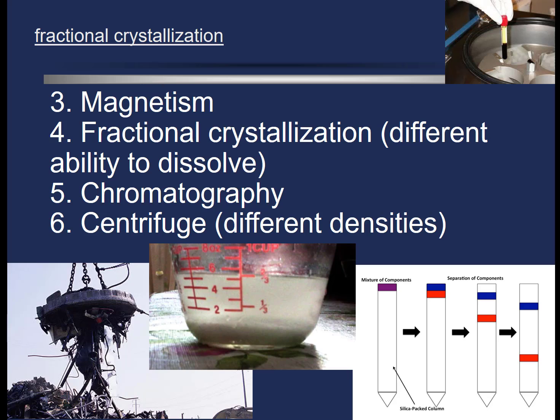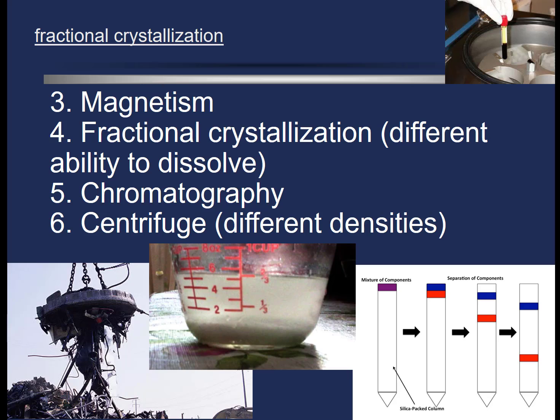Other ways to separate something physically would be magnetism. There's a picture down here of a junkyard magnet. So they can separate out the metals from the other things that are not metallic. Fractional crystallization is when you have different abilities to dissolve. Maybe you have a mixture of sand and sugar, and you want to separate them. You could add water that would dissolve the sugar, but the sand wouldn't be dissolved. Then you could filter out the sand from the sugar water, and then collect that sugar water and boil off the water to have the sugar. So using the ability to dissolve, you could separate that sugar from the sand.